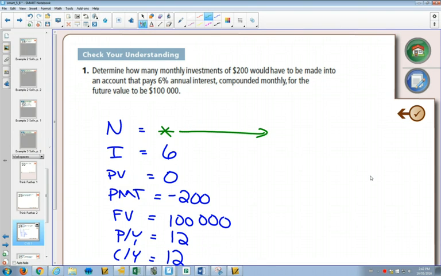And then as far as showing your work, I like to put a little star beside the one that I'm solving for and an arrow so that I can say, okay, this information is what was given to me, and now in the green, that's what I want to solve for.